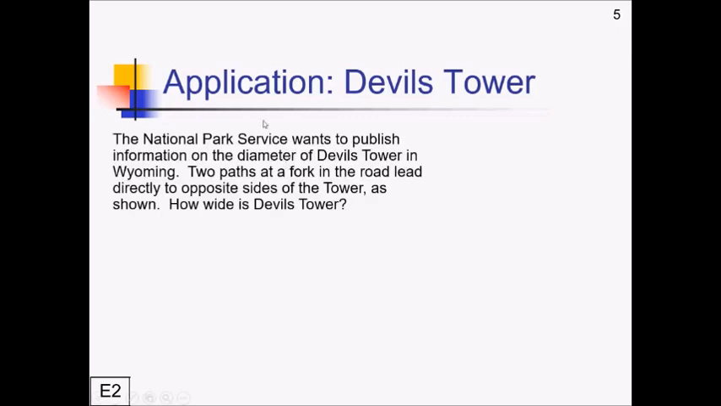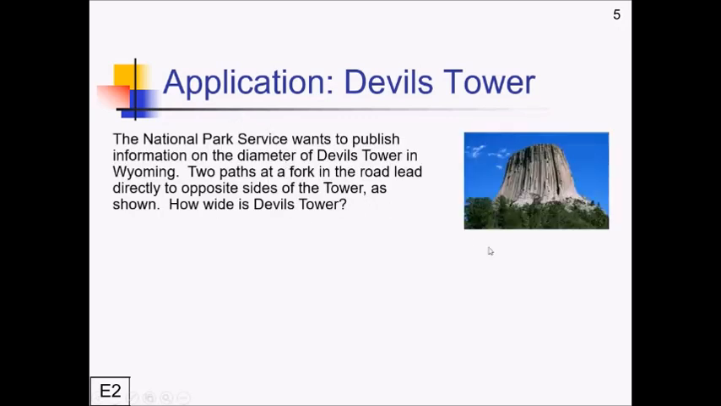For this next one, I'm going to give you a little bit of a backstory on your problem, and then you can try the problem on your own. So let's say the National Park Service wants to publish information on the diameter of Devil's Tower in Wyoming. Never been myself, but it looks pretty cool. Let's say we have two paths forking in the road, and they lead directly to opposite sides of the tower as shown below. We want to know how wide the tower is.